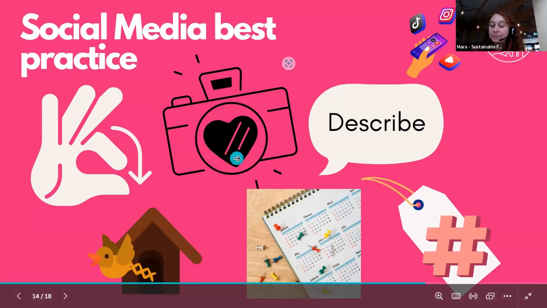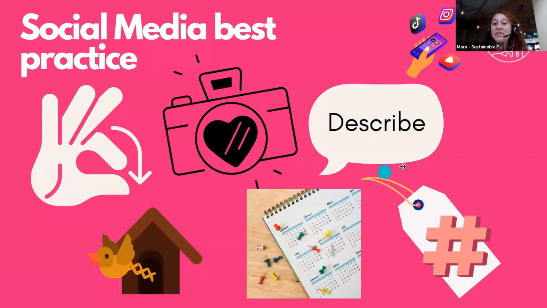Keep it visual. With reams and reams of text, people just get lost and bored. Describe what you're doing. I think in session 1 we talked about this. Someone shared something with me, I can't remember if it was Twitter or Instagram, and they just posted an image, and it had absolutely no explanation at all.